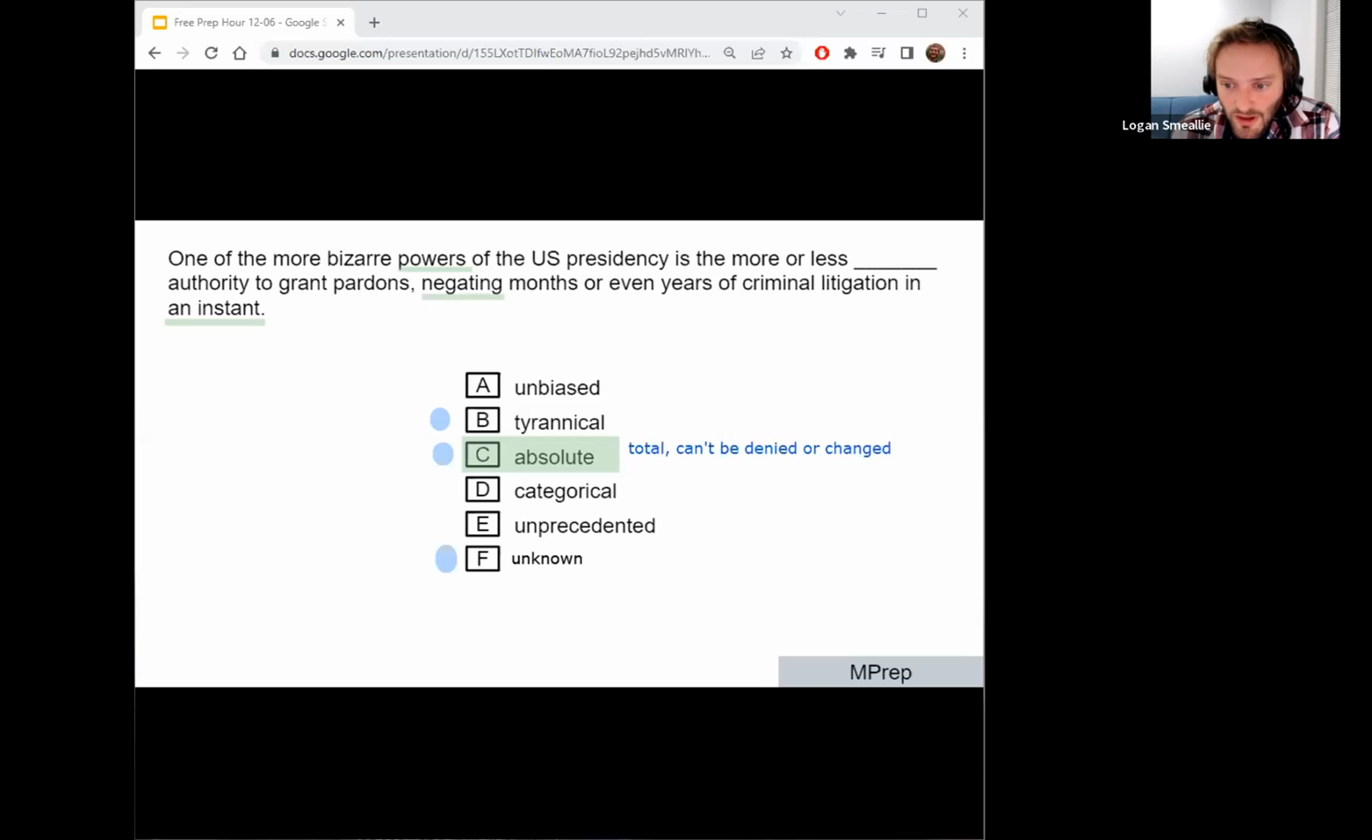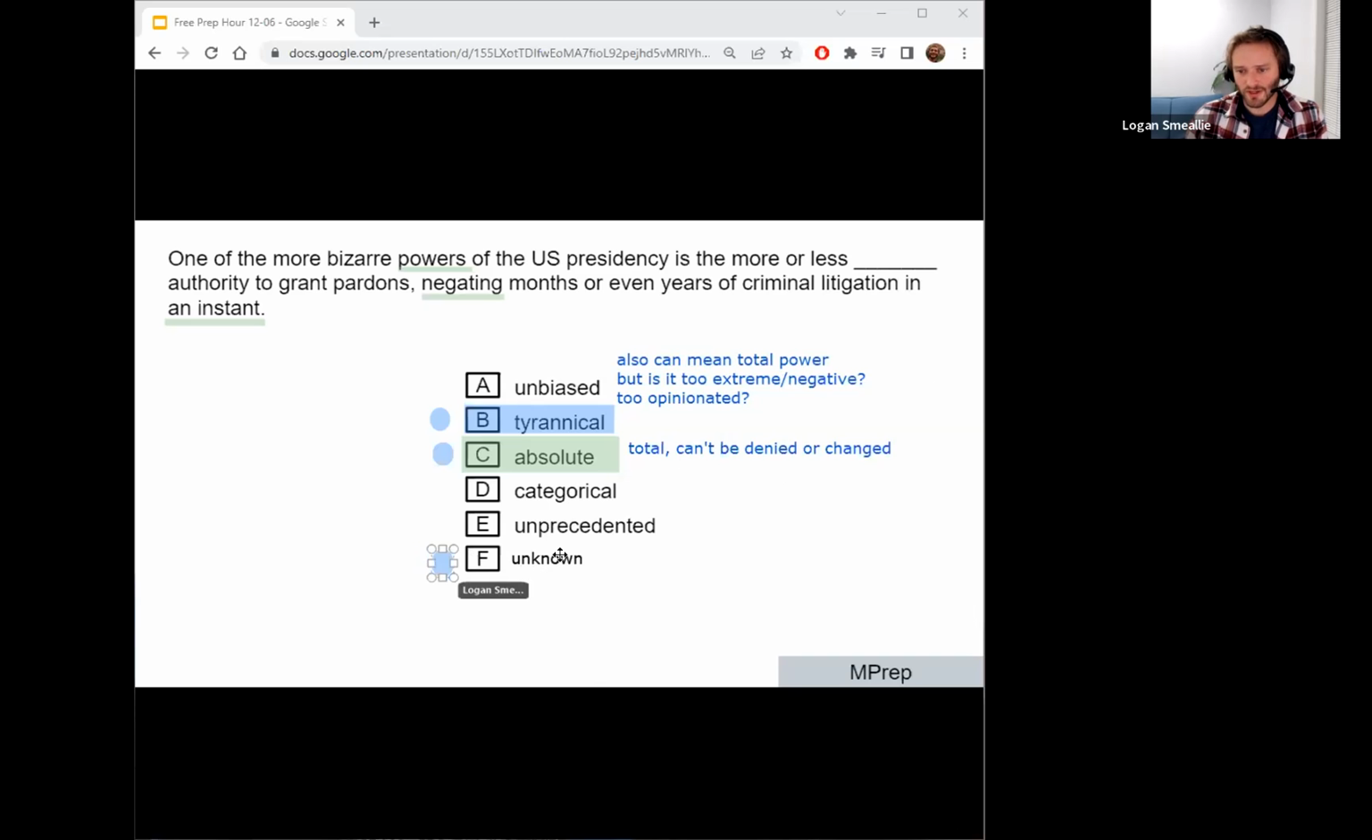Then there was this note that tyrannical was too extreme, and I think I agree. Tyrannical can also mean total power, for sure. But is it too extreme? Too opinionated? Tyrannical has a very negative tone. Absolute doesn't have as negative of a tone. So I'm suspicious of it.